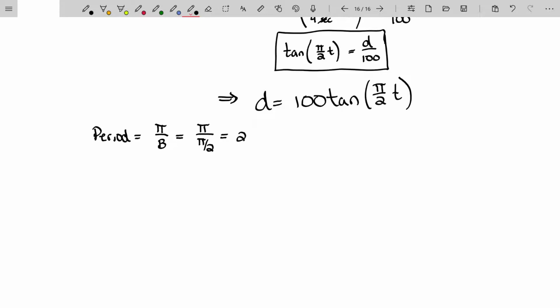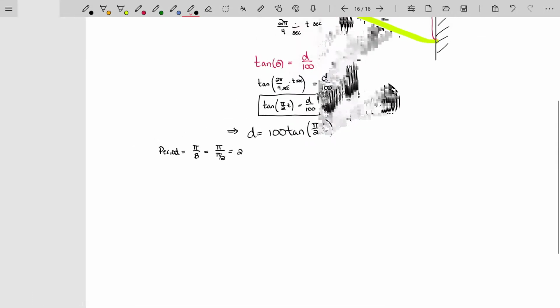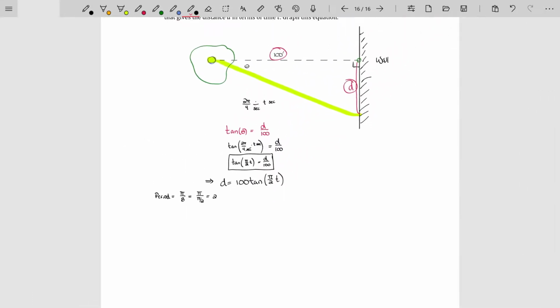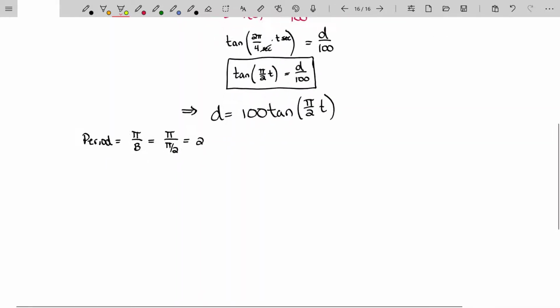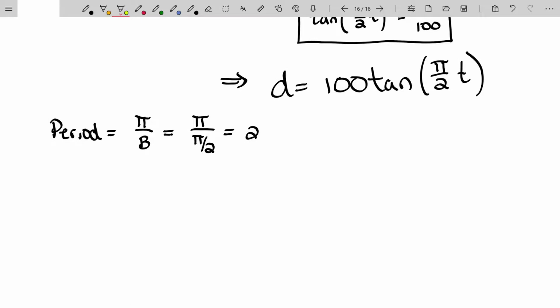And what does that mean? It means it takes 2 seconds for the other beam to hit the wall, because the beam doesn't go one way. The actual beam goes both ways. So I know it takes 4 seconds for this side of the beam right here to come back, but there's another side that's going to come back around and hit it. So it only takes 2 seconds for the cycle to actually continue. So it's just a little important point to be made. So the period is 2.